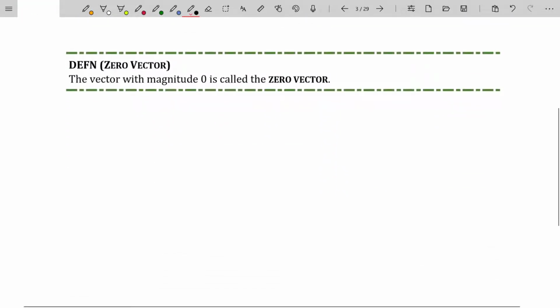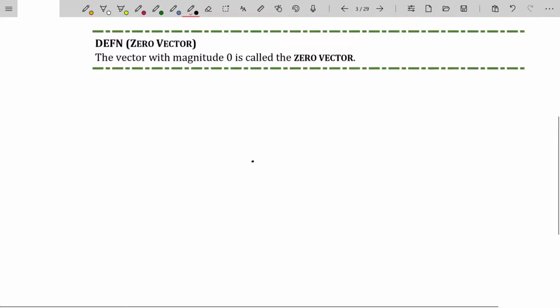Then we have what's called the zero vector. The vector with magnitude 0 is called the zero vector. It looks like this. Not very fancy, right? It doesn't really go anywhere. And I've seen different definitions on this, but some people say it has no direction. Some people say that it has every direction. It really doesn't matter to me which one you think it is. All you need to know is it doesn't go anywhere. It has magnitude 0. It's just a point in space.